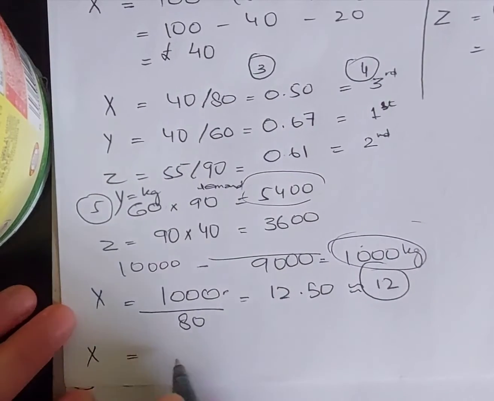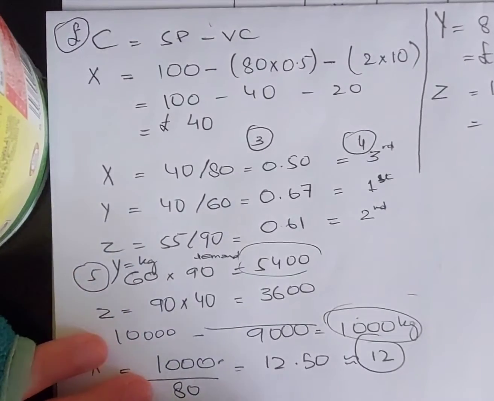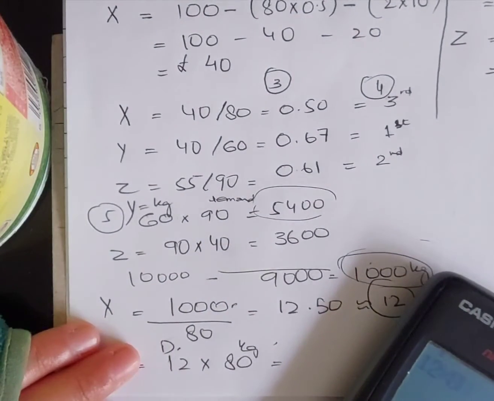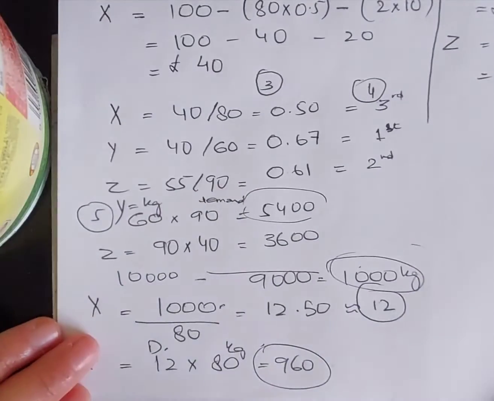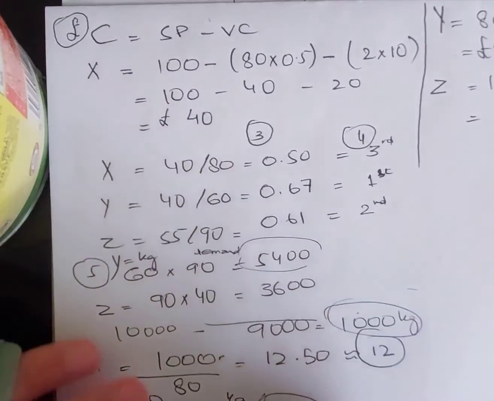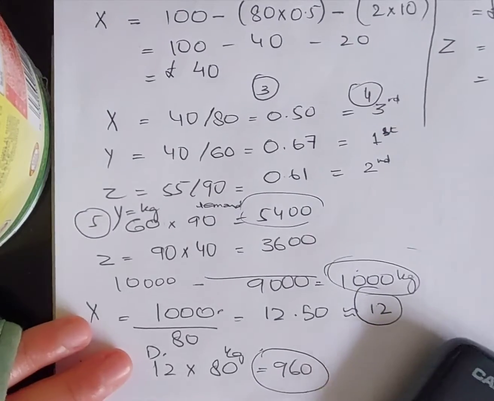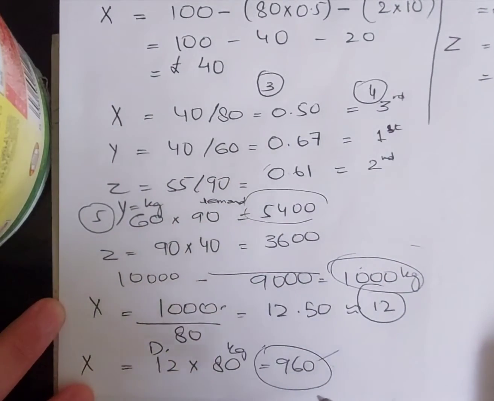So in X, 12 into 80 kg, this is demand, and it gives us the value 12 into 80, 960. Okay, so minus, 10,040. Okay, so we fulfill this now. This is how much out of 1000 we allocated to it.